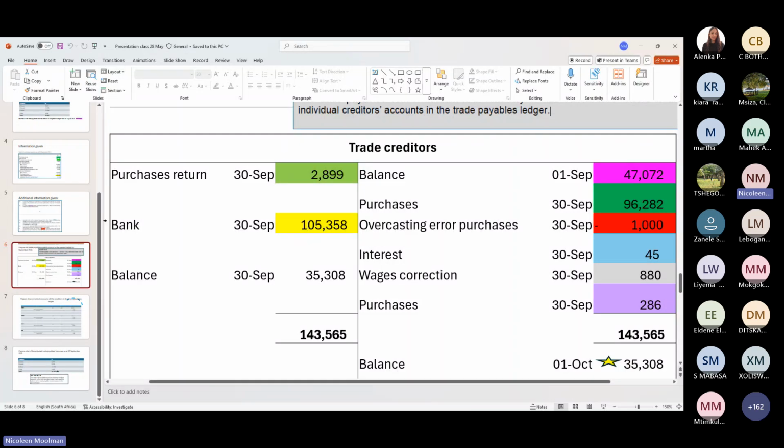Now how do we fix that? The 880 rand should be a wages expense. So in order to correct that, you credit your trade creditors 880 and you debit wages 880. Always think about what was done and how you should fix it.